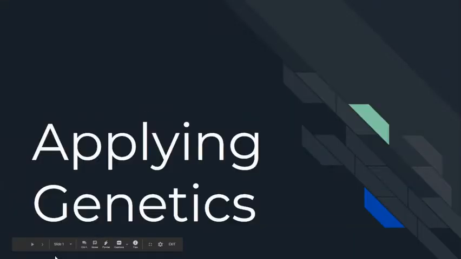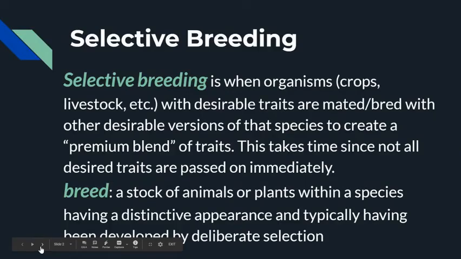Today we're going to talk about how what we learned in our genetics unit applies to the theories of selective breeding. In our last screencast, we talked about natural selection. Now we're going to talk about selective breeding. This is when organisms, crops, livestock, dogs, etc., with desirable traits are mated or bred on purpose with other desirable versions of that species to create a premium blend of traits.